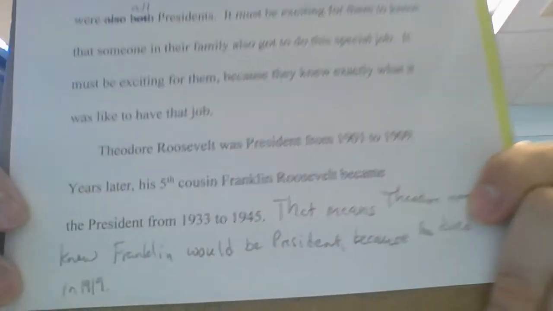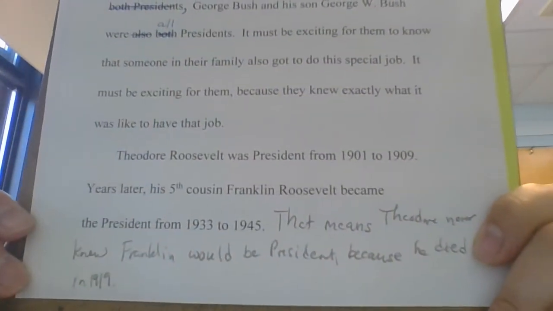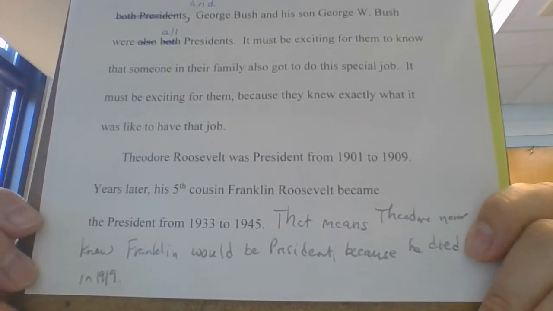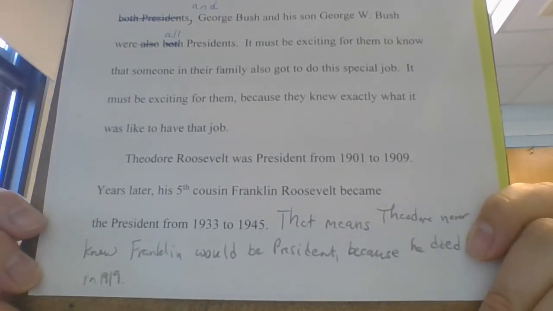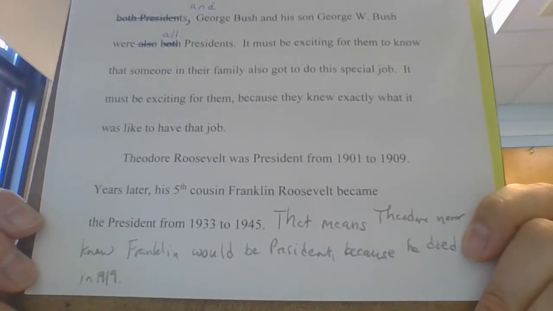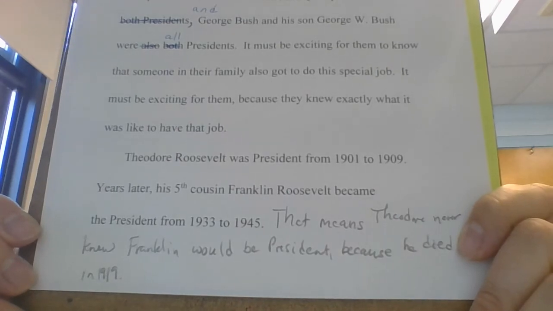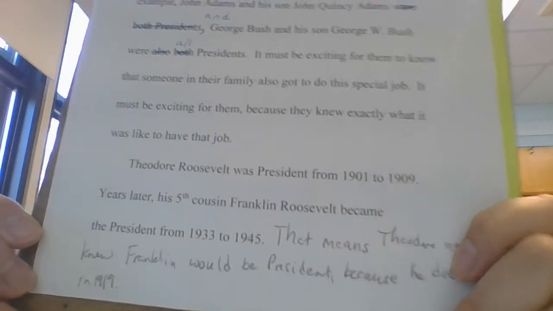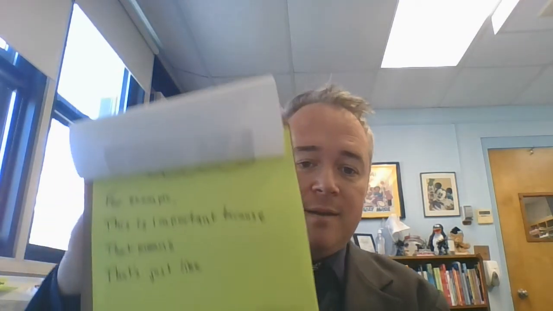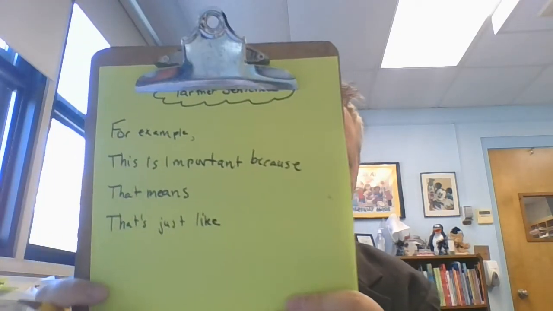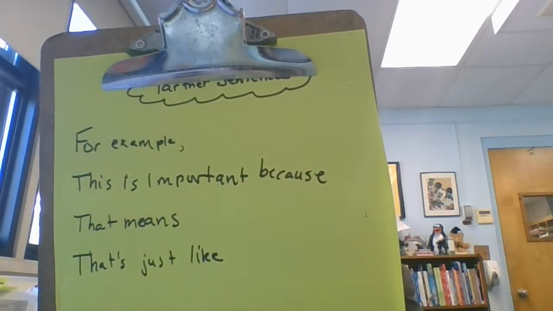So I'm going to read that whole paragraph one more time and see if it sounds better. Theodore Roosevelt was president from 1901 to 1909. Years later, his fifth cousin Franklin Roosevelt became the president from 1933 to 1945. That means Theodore never knew Franklin would be president because he died in 1919. I think I like that better. I made my writing longer and it was more interesting. And the way that I did it was I added a partner sentence that started with that means, right? These are other ways that you could add partner sentences starting with any of these words.